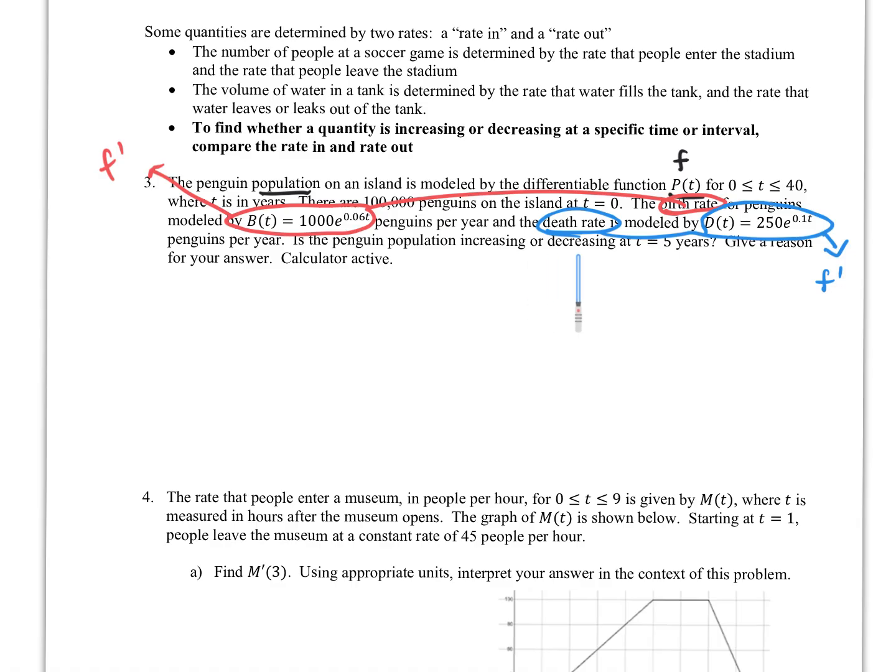Is the penguin population increasing or decreasing at T equals 5 years? How could we figure out if the penguin population is increasing or decreasing if this is the rate that they're being born and this is the rate that they're dying? We could subtract them. Subtract what? The rate at 5 years. Let's go find that birth rate at 5 years. Let's go find that death rate at 5 years. I wrote B of 5. Should I have written B prime of 5? No, you're just plugging it in. Right, I'm just plugging it in. If I just want B of 5, the birth rate at 5 years, I'm just going to plug it in. Go plug that 5 into your equation of B.